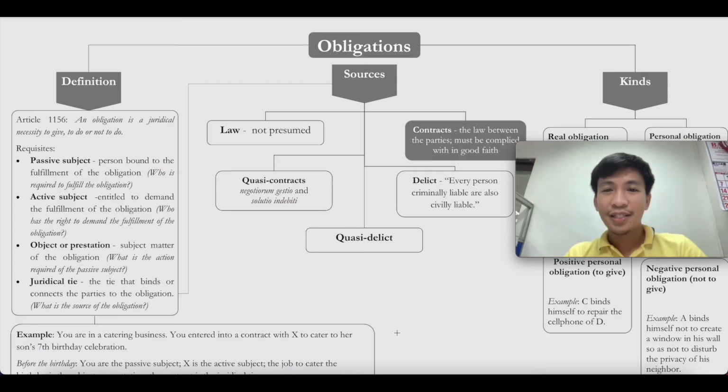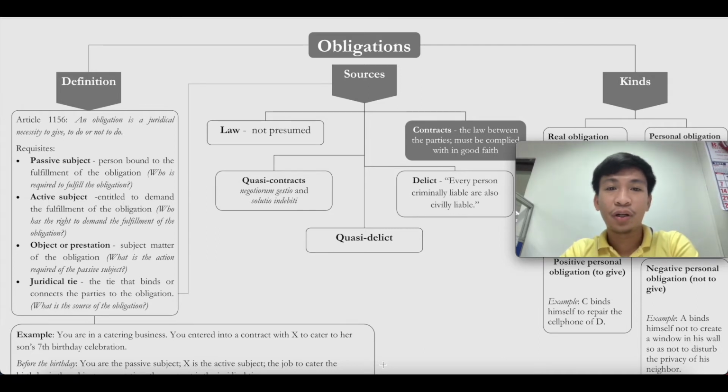Good afternoon class and welcome sa ating Obligations and Contracts class. Last time, na-discuss natin yung law in general. But for this lesson, we will be starting with our discussion on obligations.